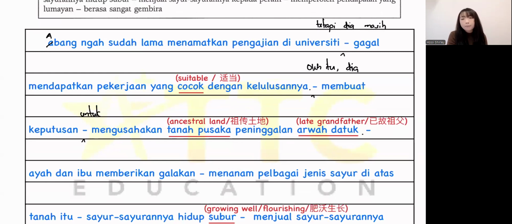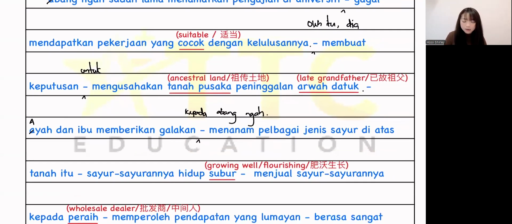Ayah dan ibu memberikan galakan. So, the father and the mother, the parents, give encouragement to whom? To Abang Ngah. I will make it a capital letter because it will be the first word. Ayah dan ibu memberikan galakan kepada Abang Ngah menanam pelbagai jenis sayur di atas tanah itu. Sayur-sayurannya hidup subur. Siapakah yang menanam? Abang Ngah. Abang Ngah menanam pelbagai jenis sayur di atas tanah itu.